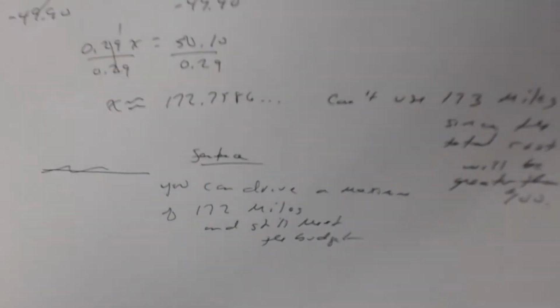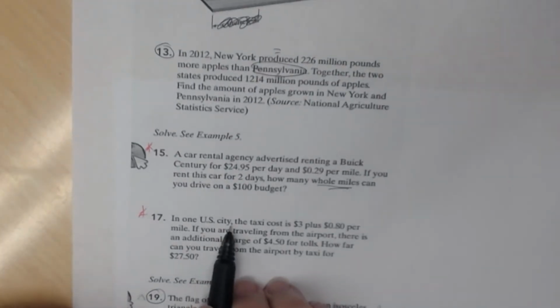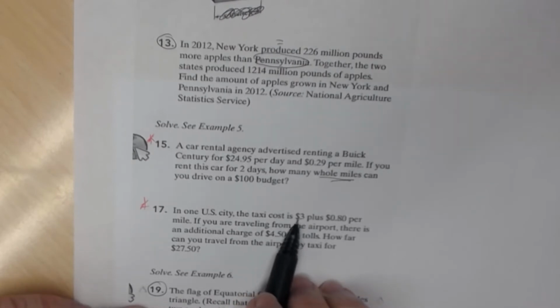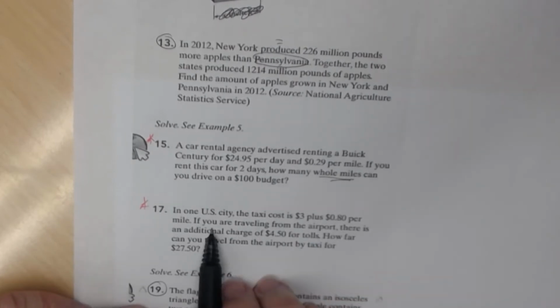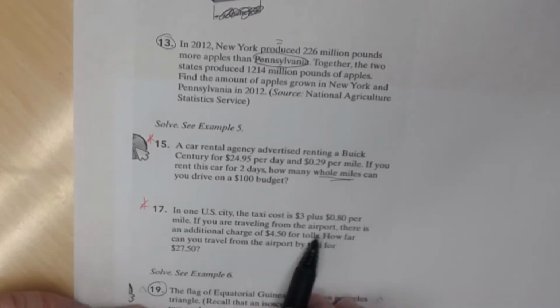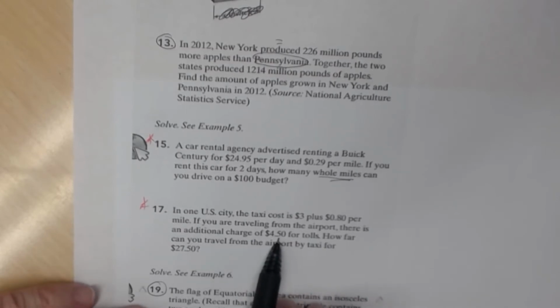Let's look at 17. In one U.S. city, the taxi cost is $3 plus 80 cents per mile. If you're traveling from the airport, there's an additional $4.50 for tolls. How far can you travel from the airport by taxi for $27.50?